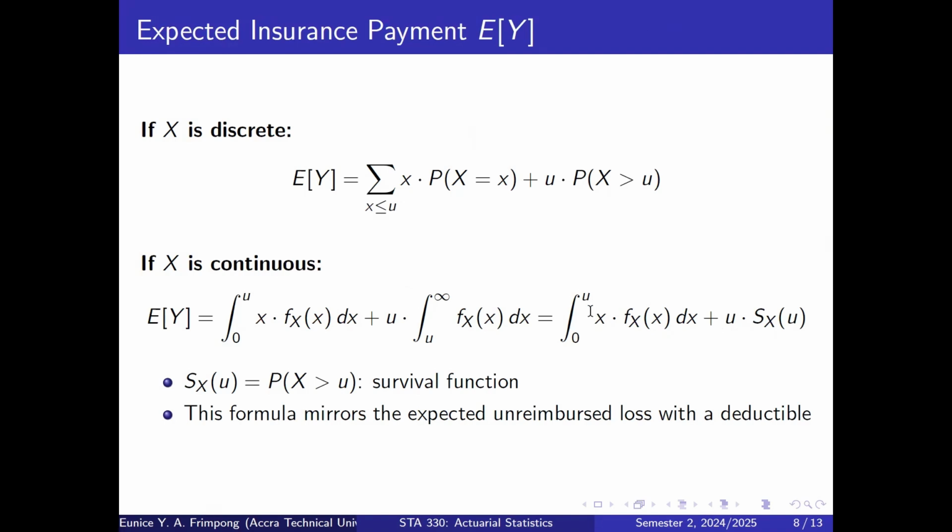So the first case here is when the loss is less than the policy limit. The second case here is when the loss is more than the policy limit. So S(U) is equal to the probability that X is greater than U. It captures all those losses that the insurer doesn't fully cover because of the policy limit.